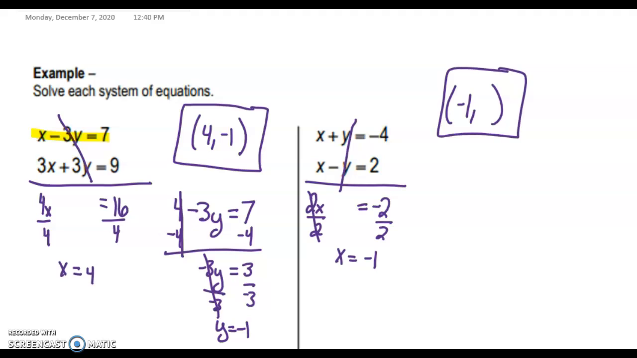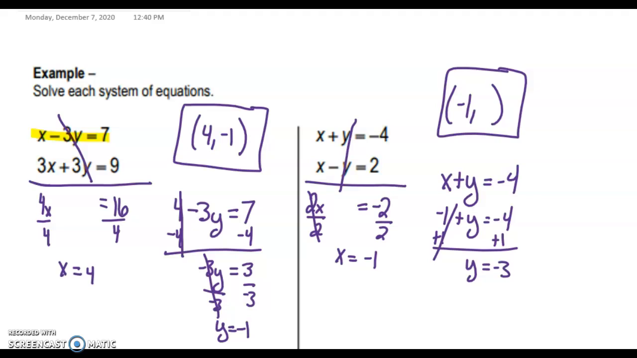Okay, so now we've got to find our y, so we can go into either equation. I'm just going to do the top one that says x plus y equals negative 4. Let's plug in our x. Okay, now we've got to solve to get y by itself. So we add 1. And we get y equals negative 3. So our answer is negative 1, negative 3.